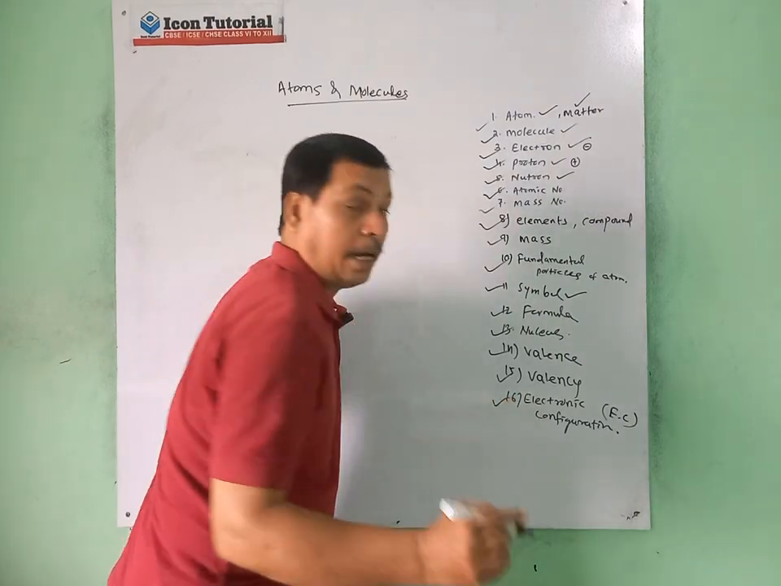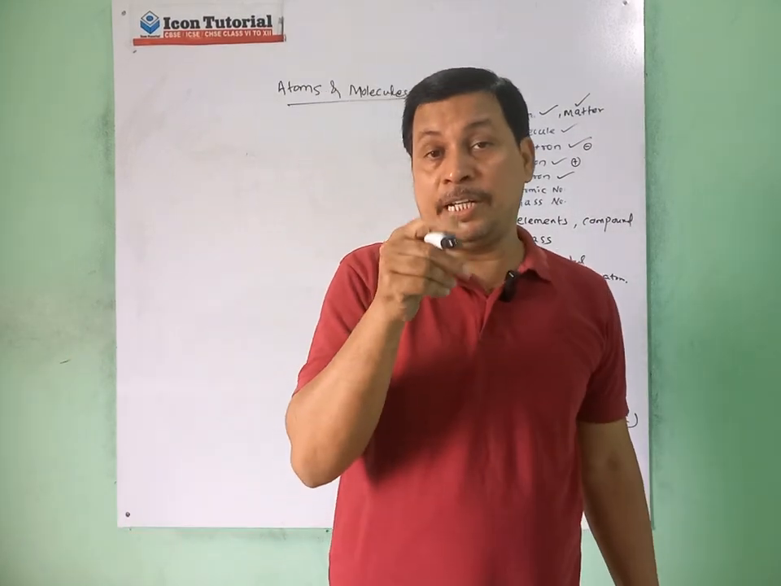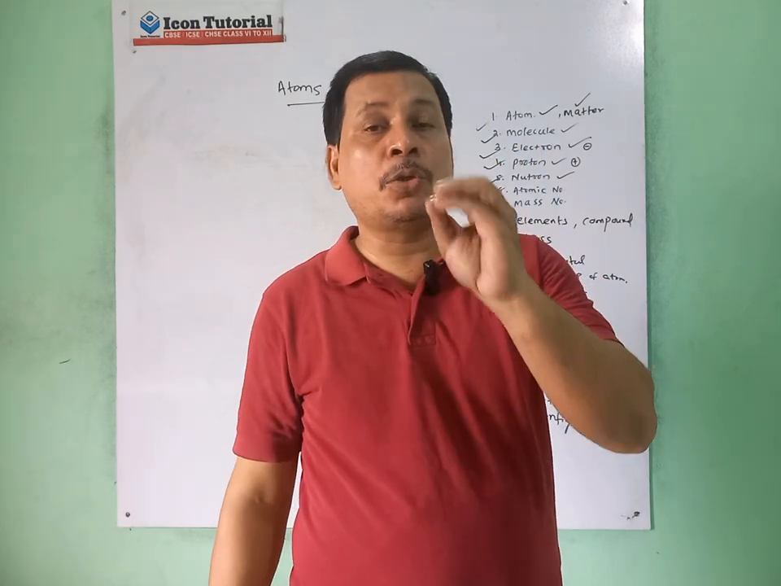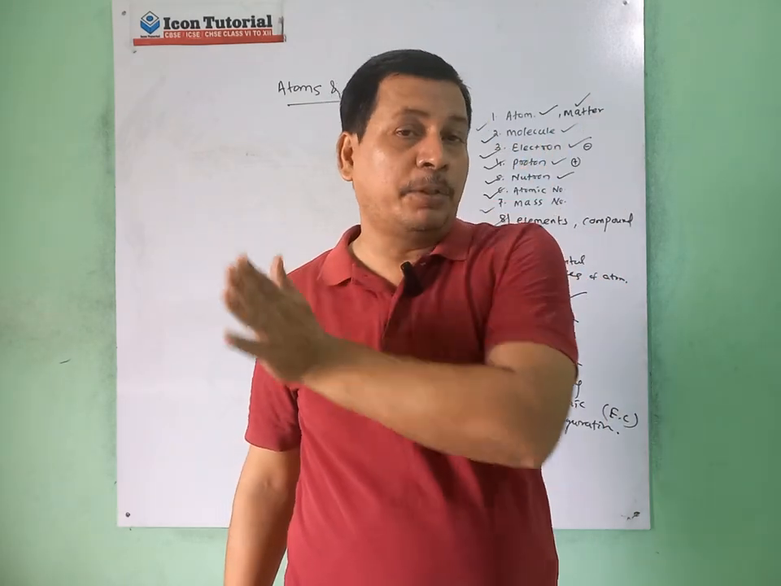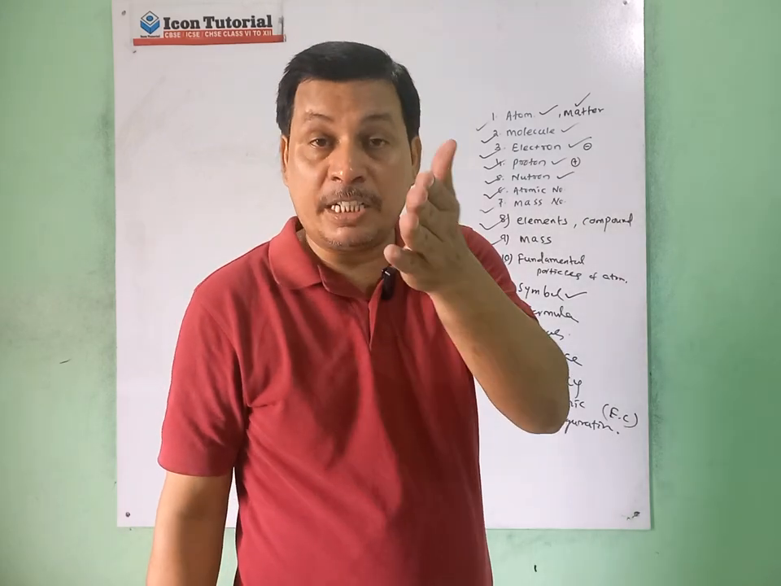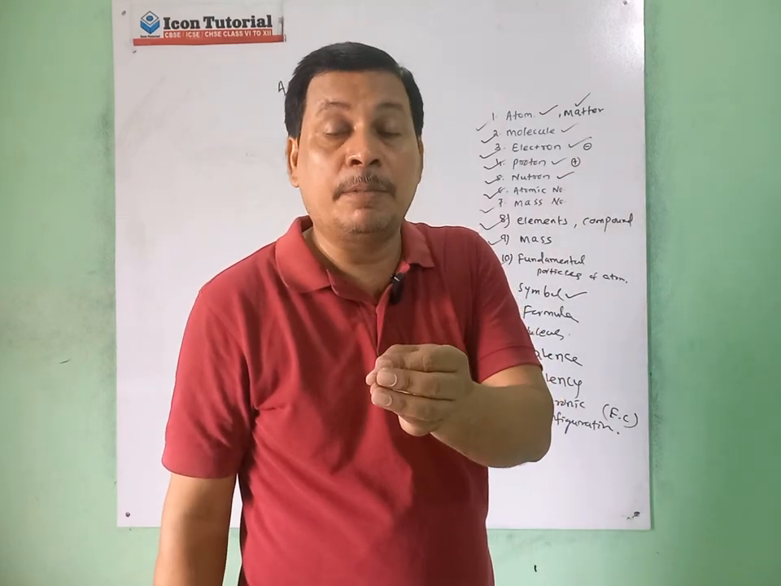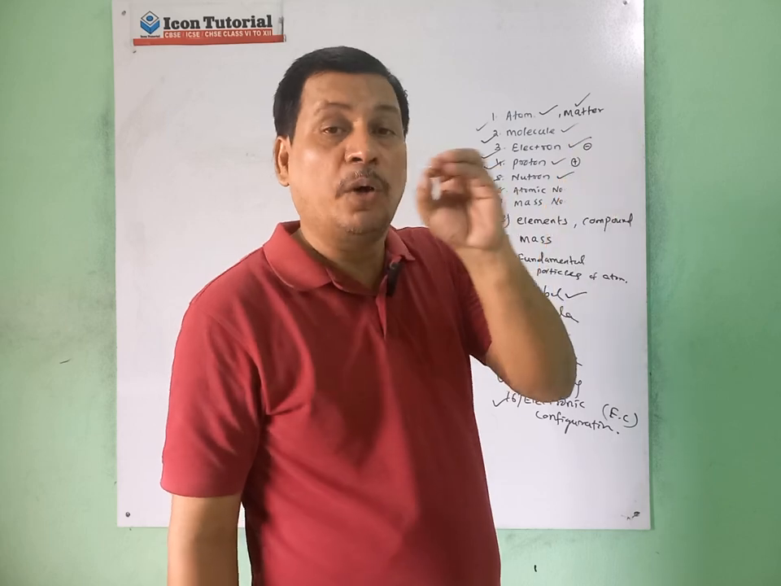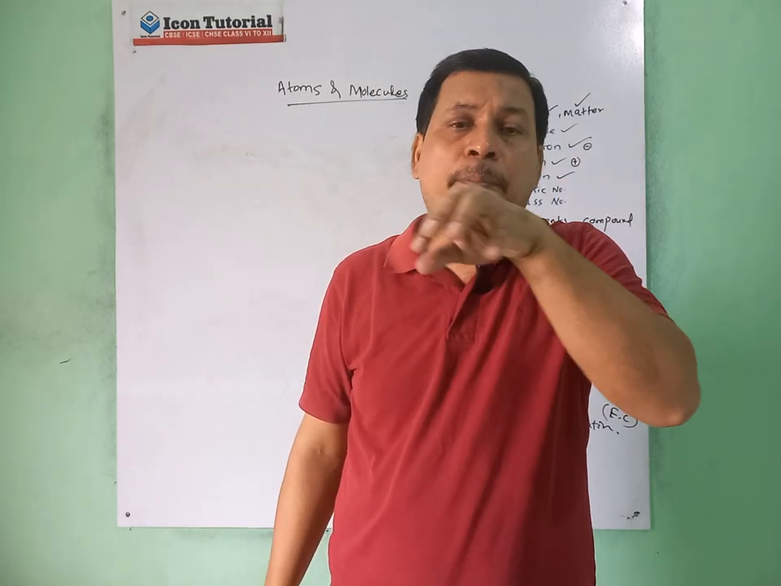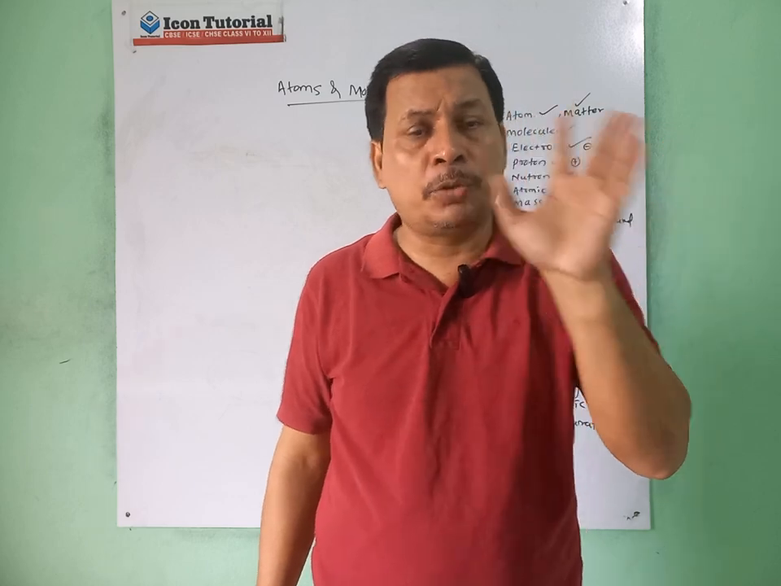Electron configuration is the arrangement of the electrons in different cells of an element. That is known as electron configuration.